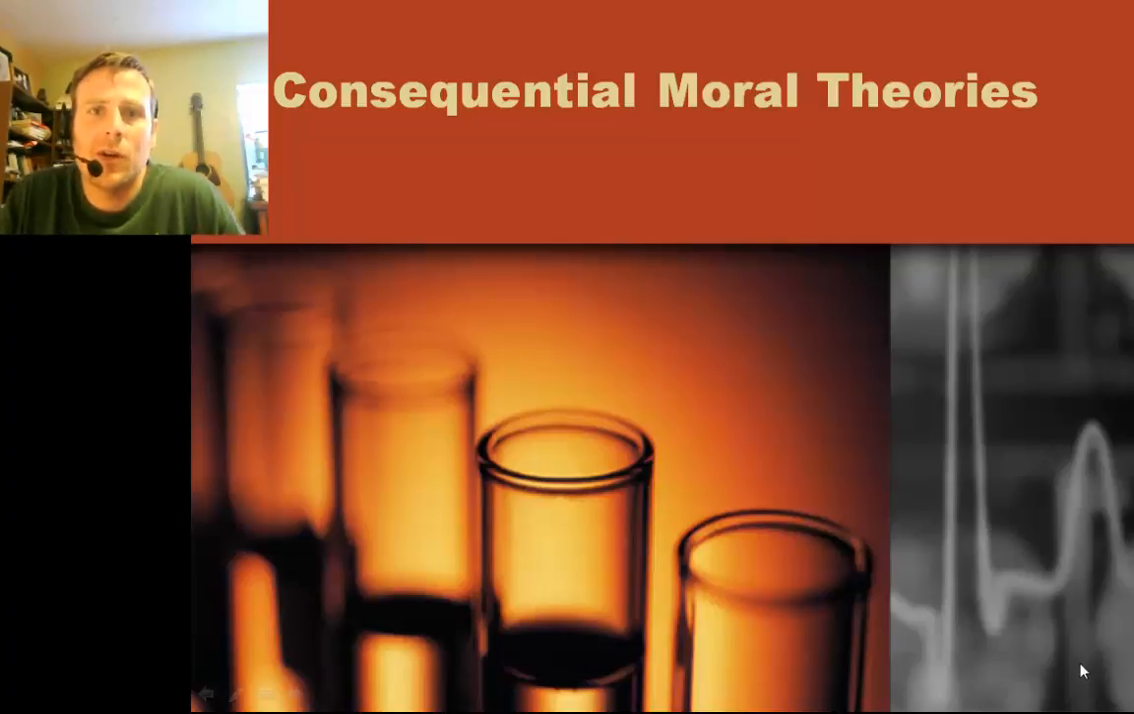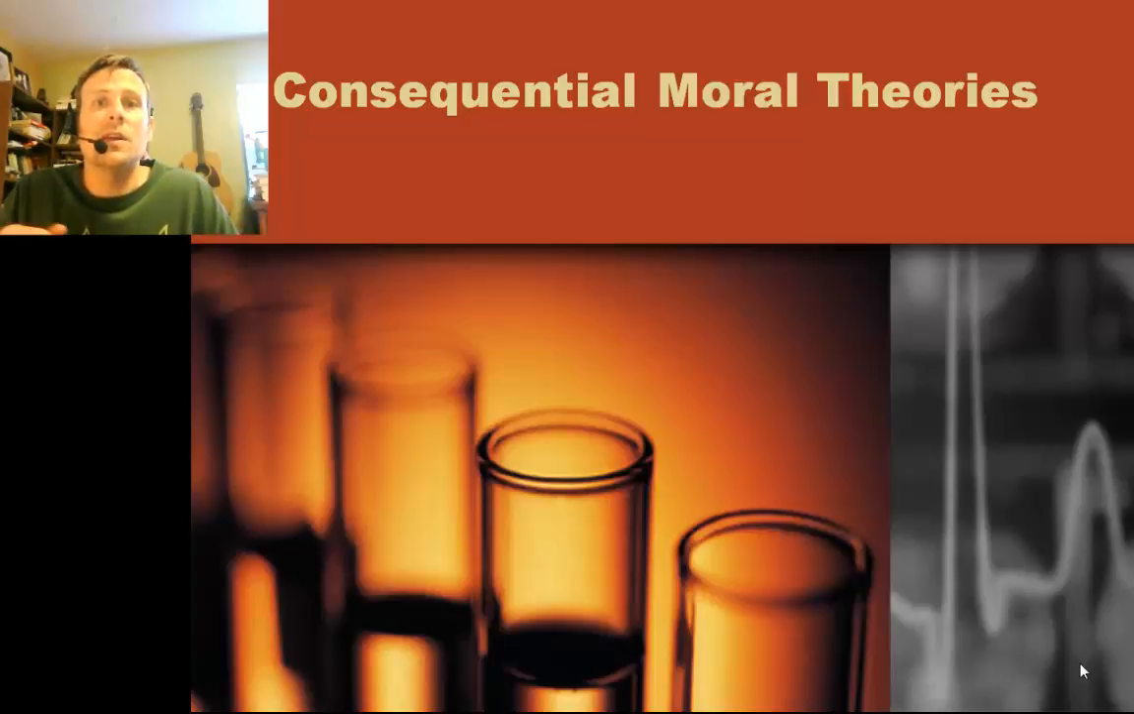Hi everybody, welcome back. This week we'll be discussing consequentialist moral theories. A consequentialist moral theory is a theory about right or wrong action, or a systematic approach to right or wrong action that bases decisions about right or wrong on results, or consequences. We'll talk mainly about two different types of theory today, egoism and utilitarianism.